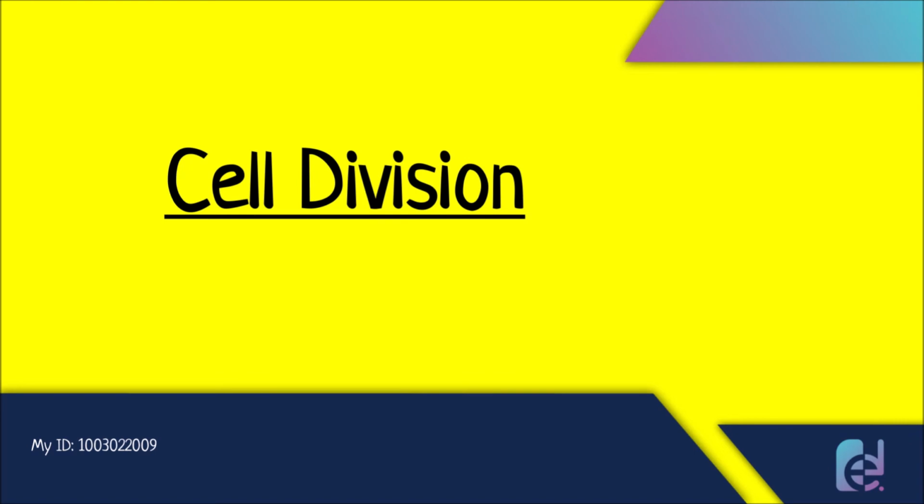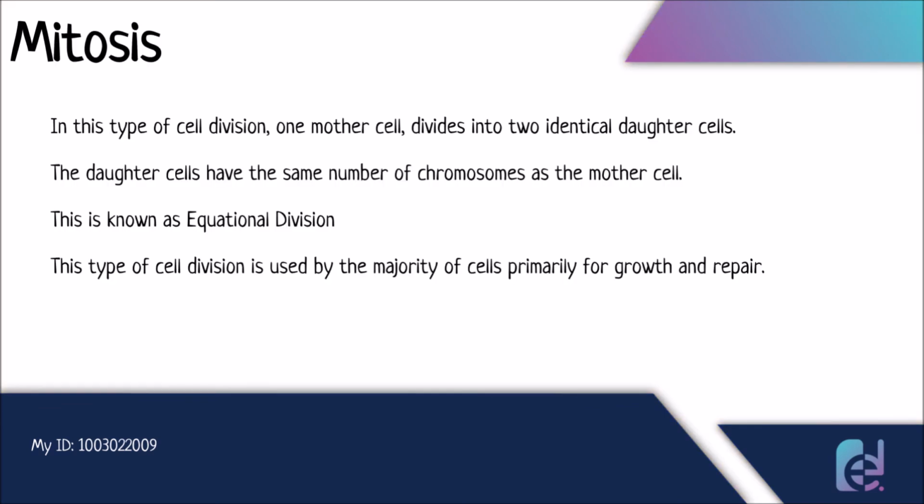And the last topic of this entire chapter is cell division. So there are two types of cell division. There are two ways in which cells can divide. The first one is mitosis, and the second one we'll look at in the next slide.